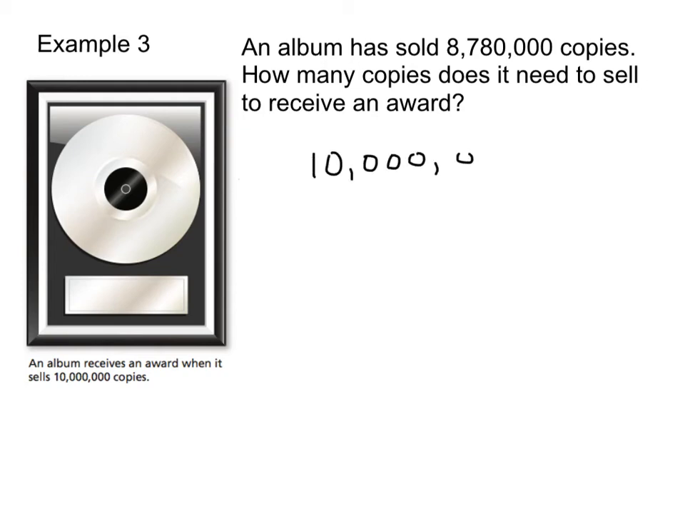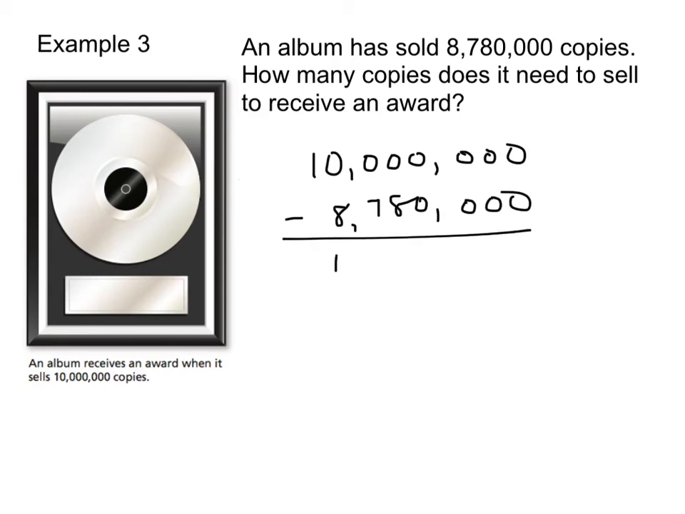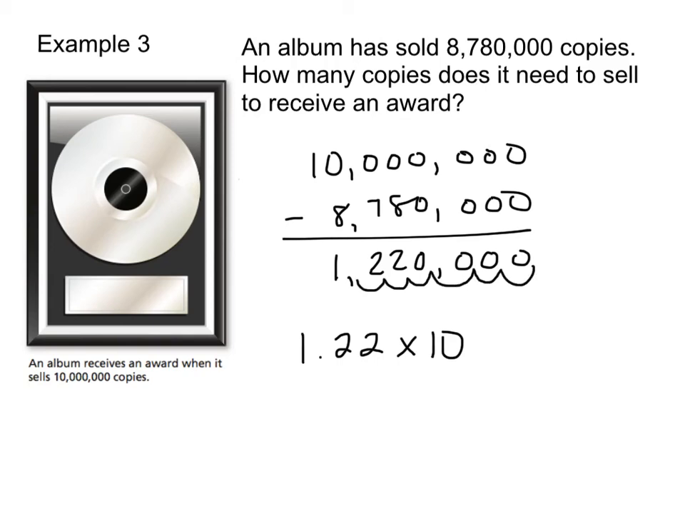Really easy. 10 million subtracted by 8,780,000 would give us 1,220,000. If we wrote that in scientific notation, it would be 1.22 times 10 to what power? What should the power be? It moves 6 spaces, so my answer will be 1.22 times 10 to the 6th power.